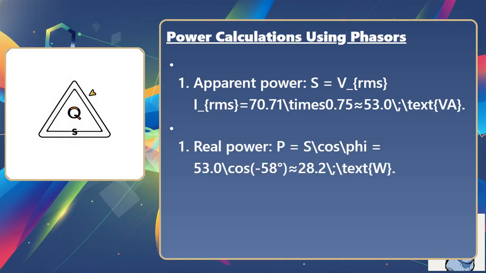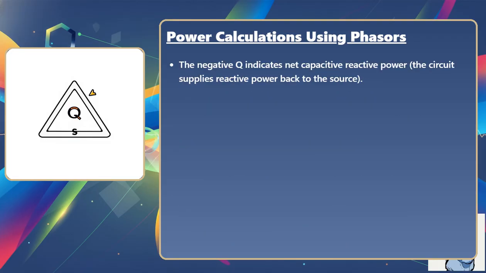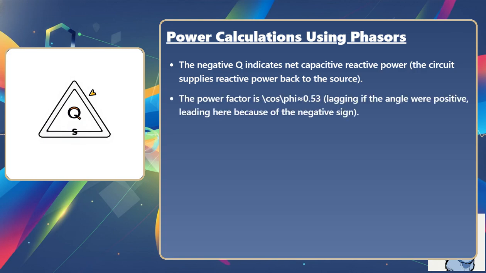Real power, P equals S cosine phi equals 53.0 cosine of negative 58 degrees, approximately 28.2 watts. Reactive power, Q equals S sine phi equals 53.0 sine of negative 58 degrees, approximately negative 44.9 volt-amperes reactive. The negative Q indicates net capacitive reactive power. The circuit supplies reactive power back to the source. The power factor is cosine phi, approximately 0.53, lagging if the angle were positive, leading here because of the negative sign.